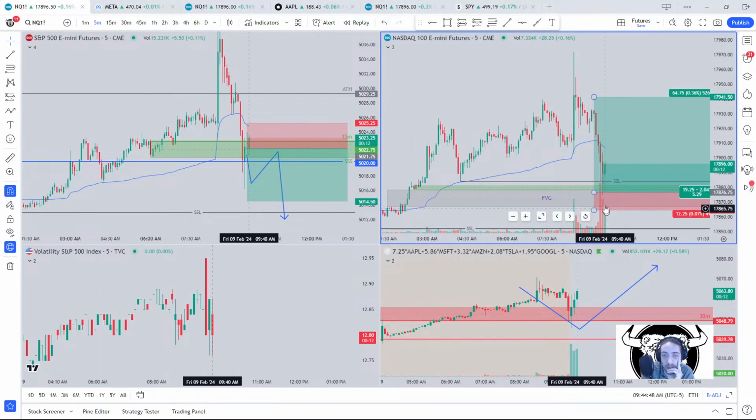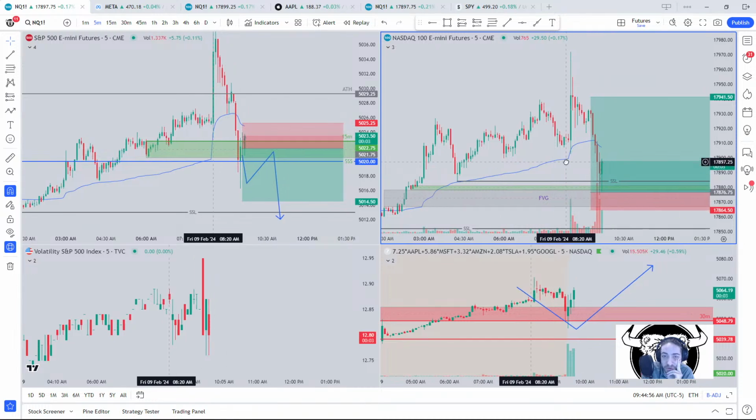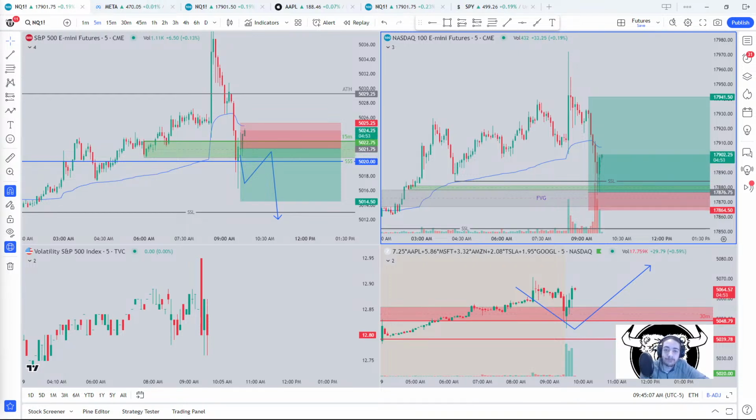Fantastic entry. A lot of sellers trapped right now on the sell side liquidity. A demand zone was broken. More liquidity grabbed. Fair value gap had a lot of unfilled orders there that got hit. So I want that push higher, guys. Let's go. Let's go, baby. That's right. Let's get a NASDAQ.